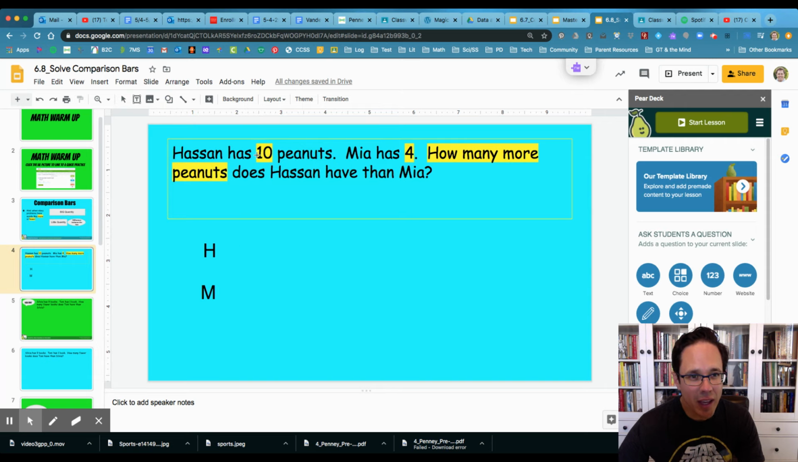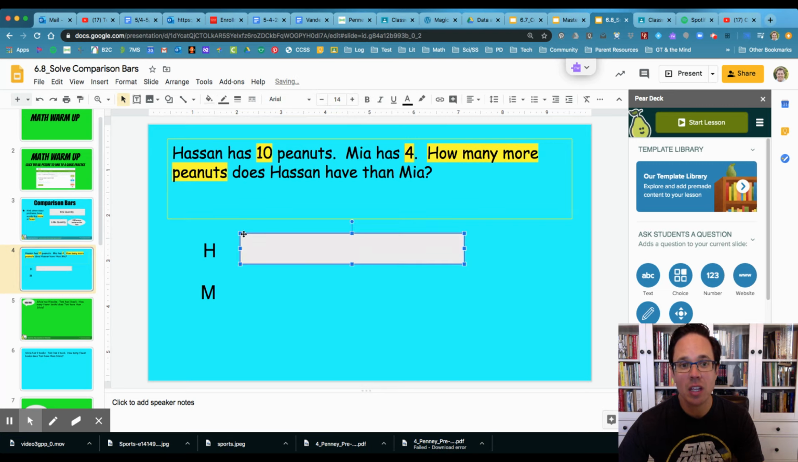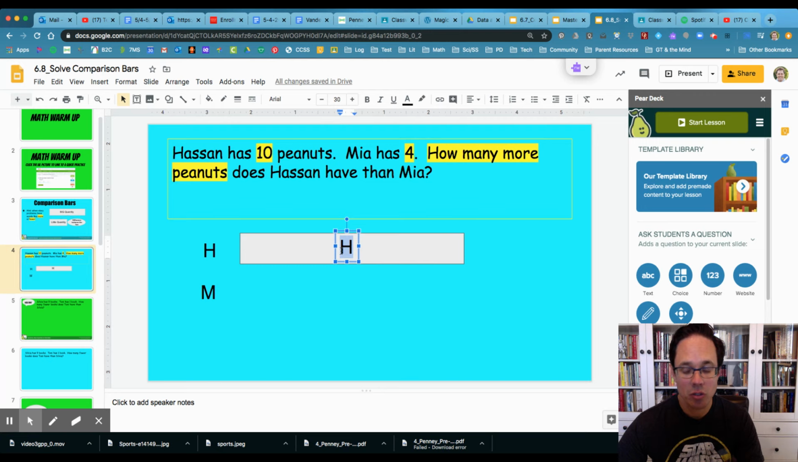All right, now I hope you guys all got a chance to do that. So Hassan has 10 peanuts, Mia has 4. So Hassan has the bigger number. We're going to draw a rectangle that is bigger. It doesn't need to be the size of your paper in order for it to be effective, but you want it big enough so that it's not going to be confusing. Okay, so we have Hassan with the 10 peanuts, and we can put a little 10 right then and there. All right, go ahead and draw your 10.